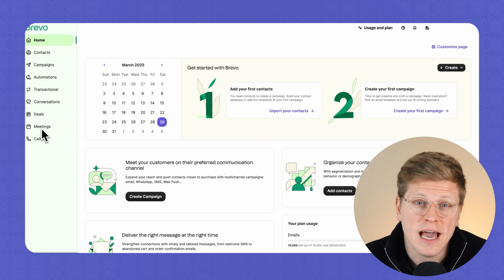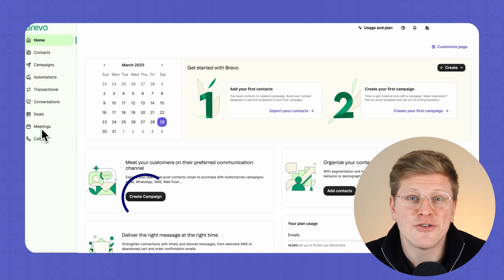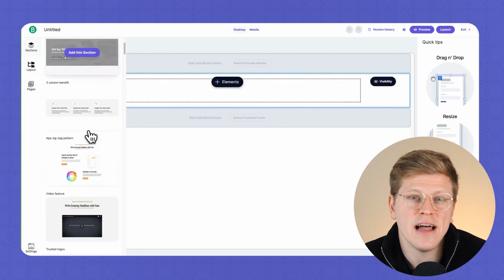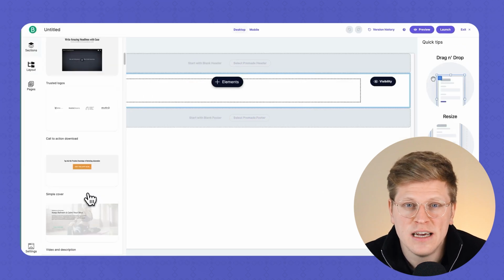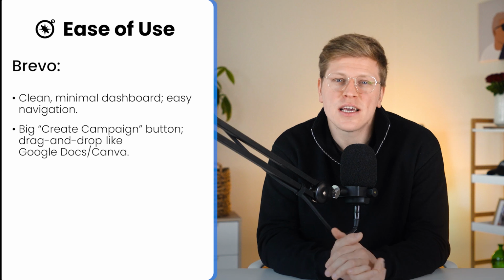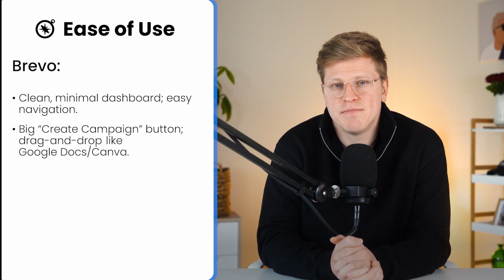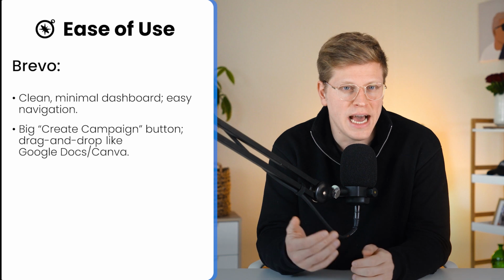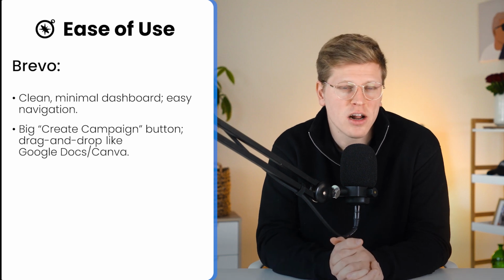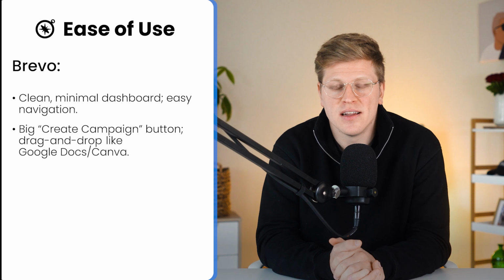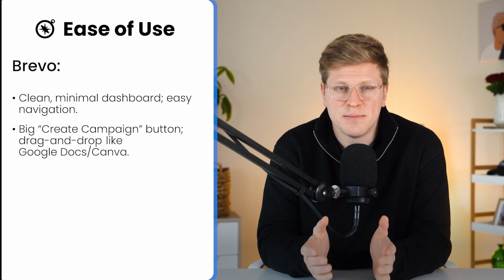You want to create an email campaign? There's literally a big Create Campaign button staring right at you. The drag and drop email editor is smooth and responsive, and honestly, it feels a bit like using Google Docs or Canva. You click, type, drag, and drop. That's it. You can add your brand colors, insert product blocks, and build beautiful emails without ever touching a line of code.